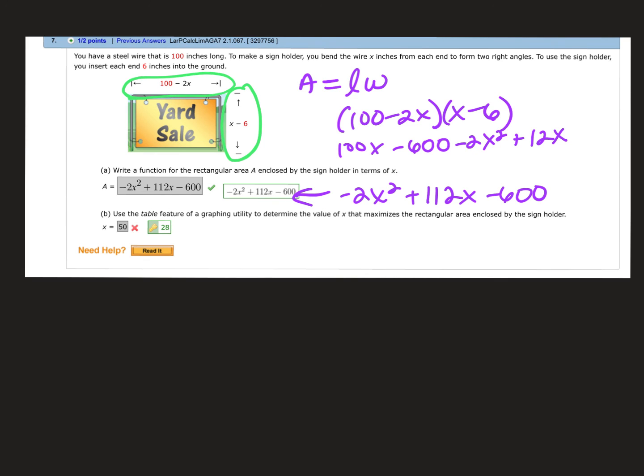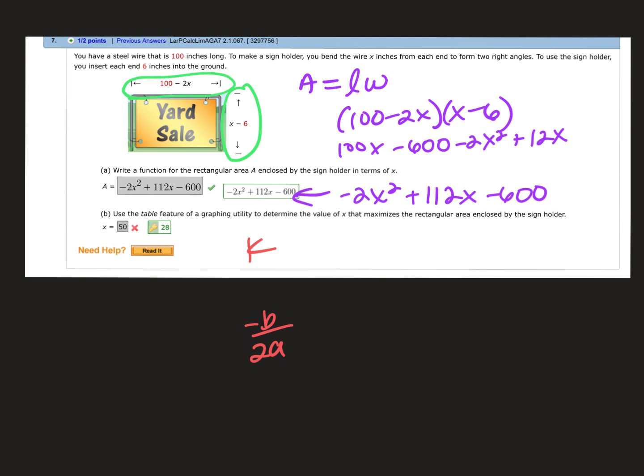Then it said use the table feature of the graphing utility to determine the value of x that maximizes the rectangular area enclosed by the sign holder. You don't even need your table value. Your table value, you're basically looking for the biggest y. You could have done this without your calculator because basically they're looking for k here. So you could do negative b over 2a, plug it back in to get the k.